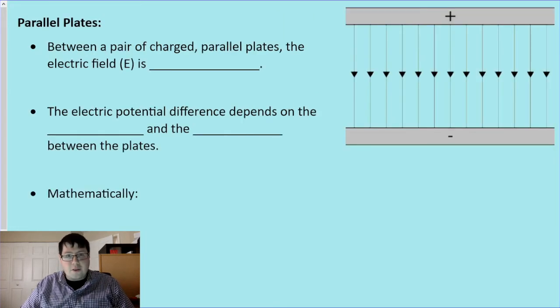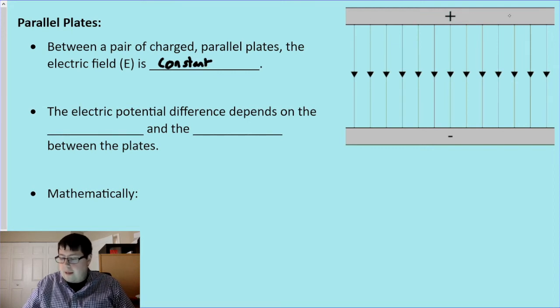And that special situation involves parallel plates. Physicists love parallel plates. Why? Because they're super easy to understand and see. And the reason why they're super easy to understand and visualize is because between a pair of charged parallel plates, the electric field E is a constant. It's easy to see why.